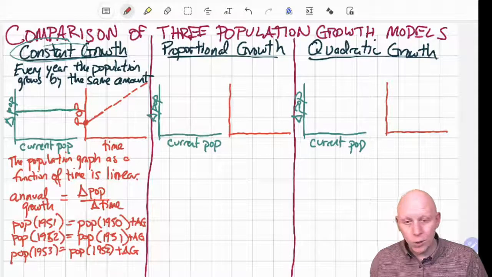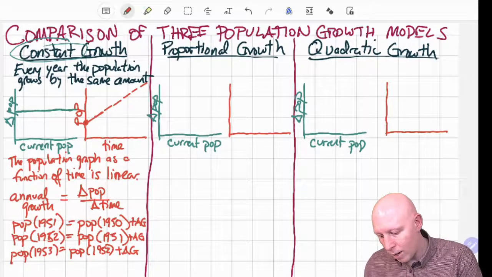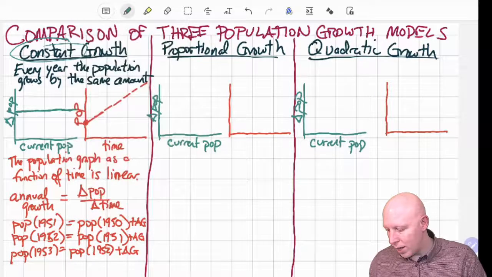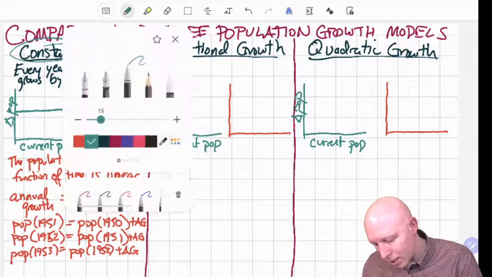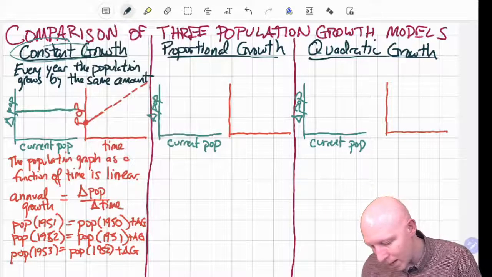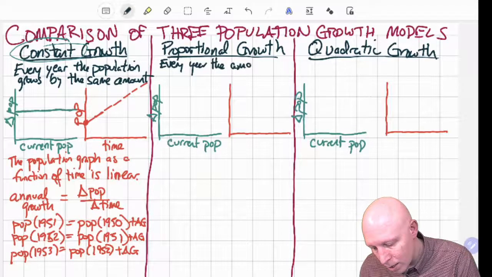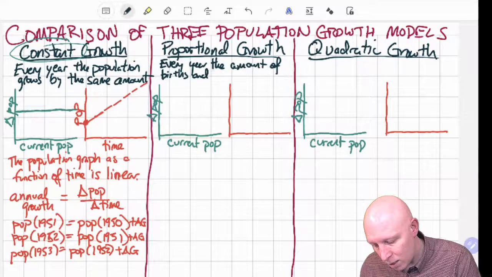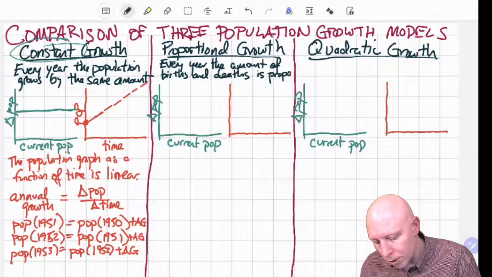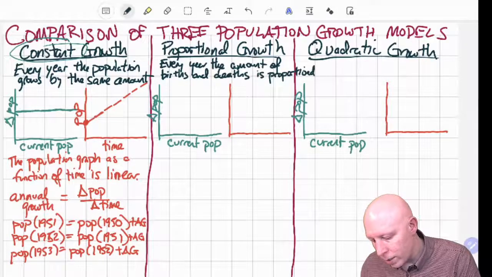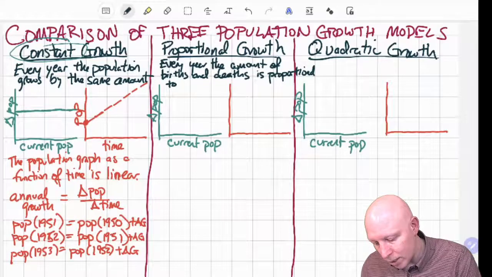All right, proportional growth. So for proportional growth, the rule here is that every year the amount of births and the amount of deaths is proportional to the population size.